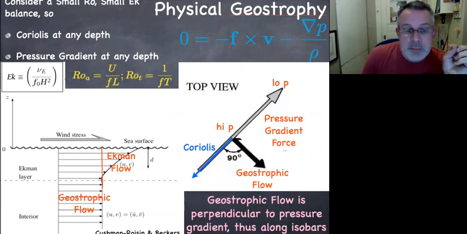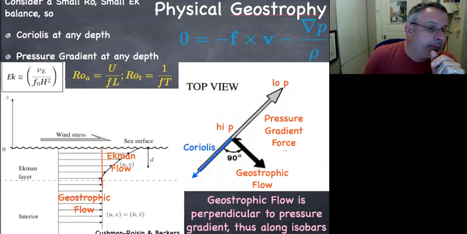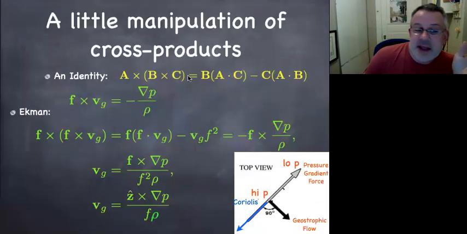So I should say an isobar is a line of constant pressure. So high pressure to high pressure to high pressure to high pressure is an isobar. Iso meaning same, bar meaning pressure. Okay, we can play the same game with the triple products.